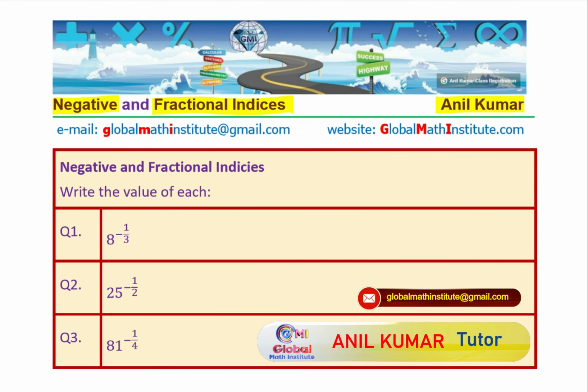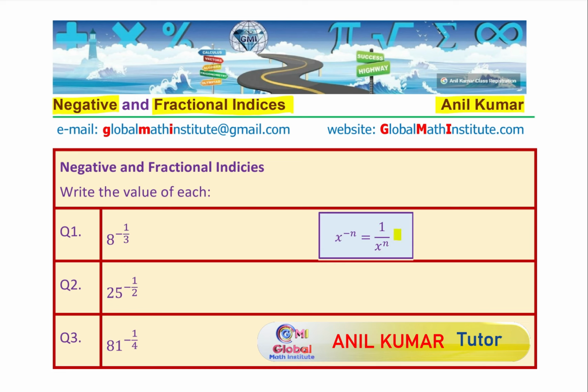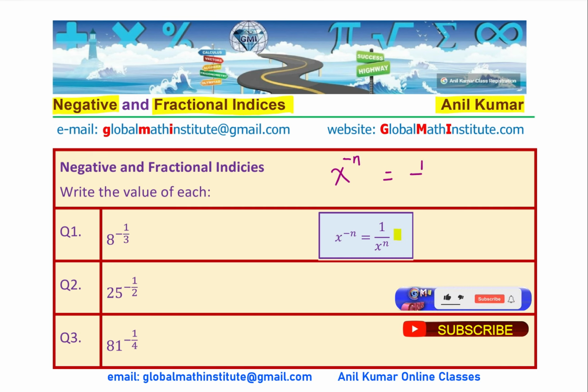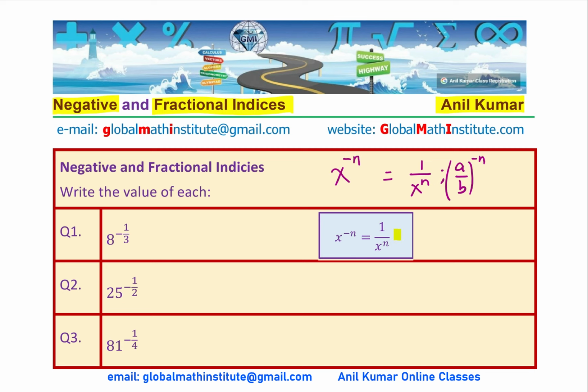Now, let's look into the solution of these questions. The very first one here is 8 to the power of minus 1 over 3. Remember this: if I have x to the power of minus n, then it becomes 1 over x to the power of n. Another thing is, if we have a over b to the power of minus n, then it flips. It becomes b over a to the power of n. Here also, think of it as x to the power of minus n, but written as 1 over x, so 1 goes on the top. So it flips, and then the power becomes positive. Negative basically makes it a reciprocal. Remember that part.